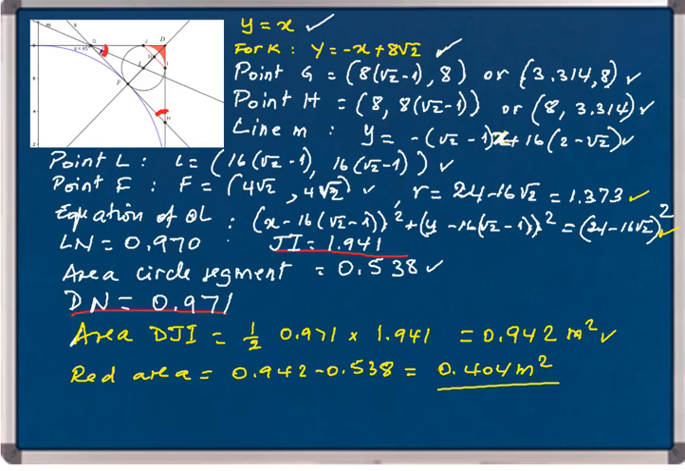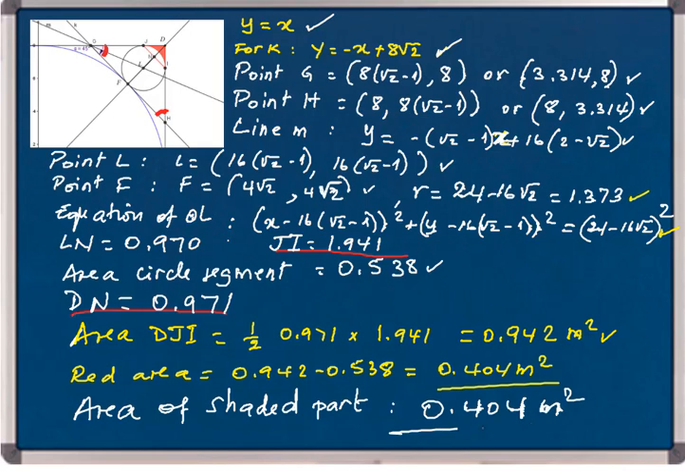Okay. So finally, let's take the white color. That's fine. So finally, we have the area of the shaded part: 0.404 square meters. Okay, thank you very much.